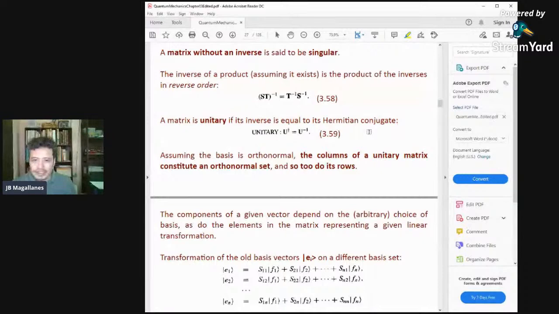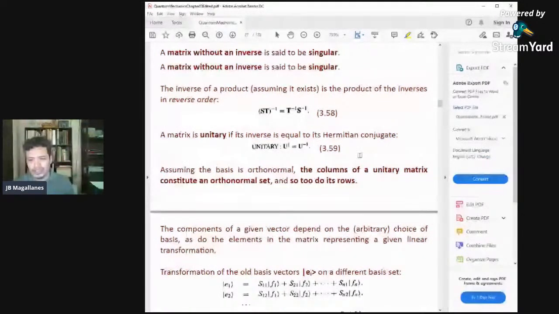So we have learned so many things: transpose, Hermitian conjugate, complex conjugate, the inverse of the matrix. You have to remember that. So this is an important statement.